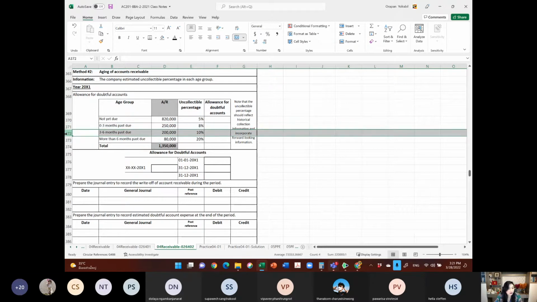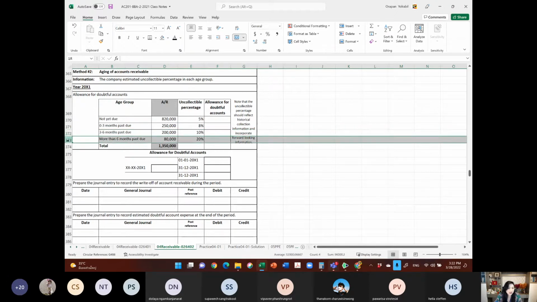Then 200,000 out of the 1,350,000 has been past due for 3 to 6 months already, and you estimated that 10% will be uncollectible. And lastly, for the last age group, you have the amount of the receivable that has been past due for more than 6 months already. The amount here is 80,000, and you think that 20% of this will be uncollectible.